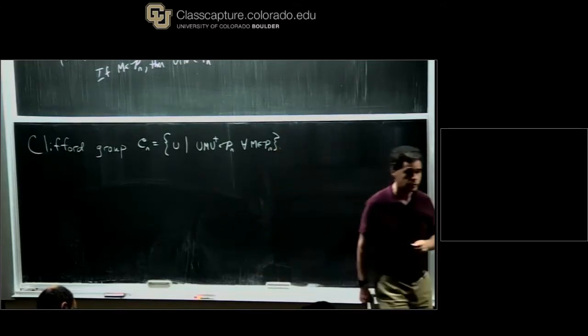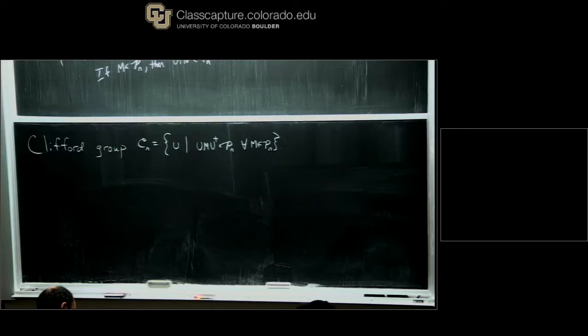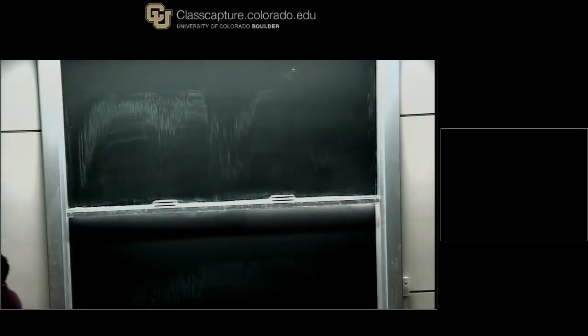Okay? So the Clifford group has this property that, given a particular stabilizer code, it doesn't necessarily map that stabilizer code to the same stabilizer code, but it will always map it to some stabilizer code. Right? It'll map it to the stabilizer code S prime on the upper blackboard. Okay?